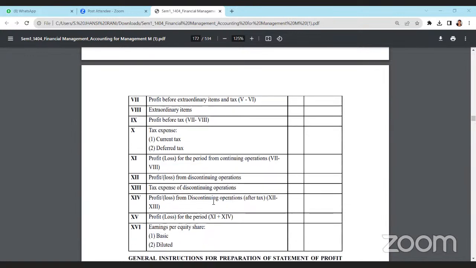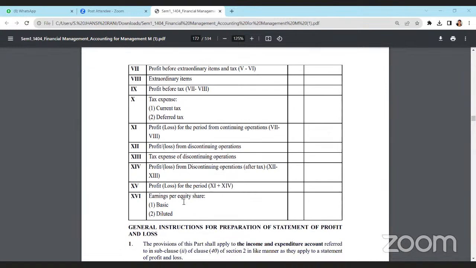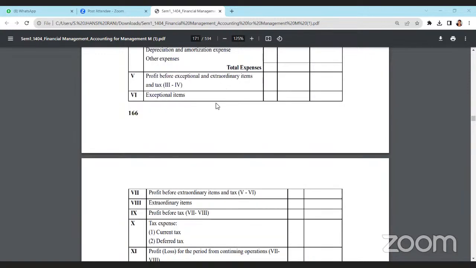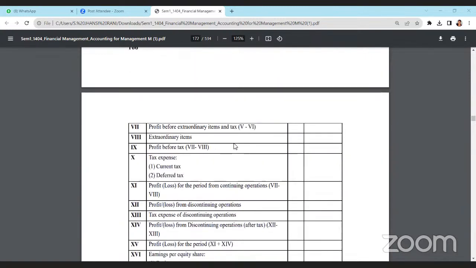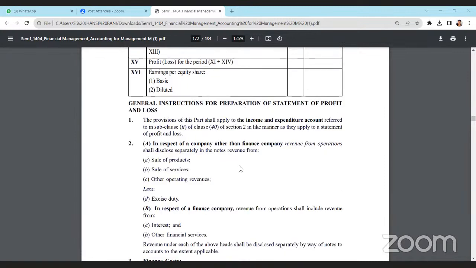From discontinuing operations, tax expense of discontinuing operations. Discontinuing profit or loss means after deducting these two, the 12th and 13th, we get the profit, and this profit is used for earnings per share. If it is given, we'll calculate it, otherwise we'll stop here. Mostly we'll stop here itself. If anything is there, we go ahead. If tax is there, we will calculate, otherwise we'll get the profit after tax, or profit before tax.